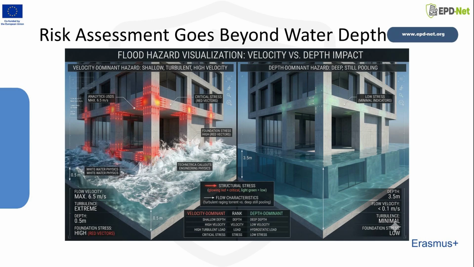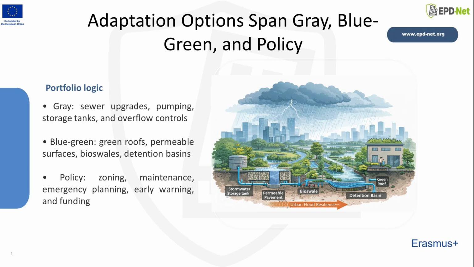Vulnerability explains why equal hazards do not produce equal losses. A basement apartment, a hospital, and a major intersection have different sensitivity and adaptive capacity. Vulnerability also has a social dimension. Households with fewer resources may have less ability to evacuate, repair, or temporarily relocate, so disruption lasts longer.